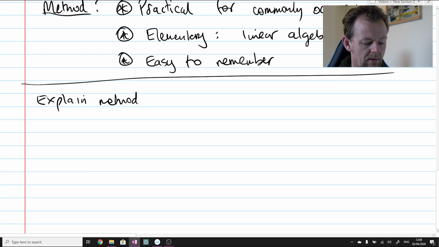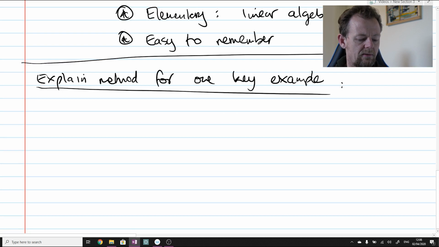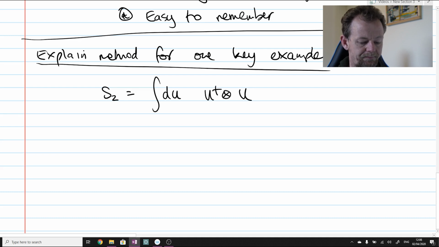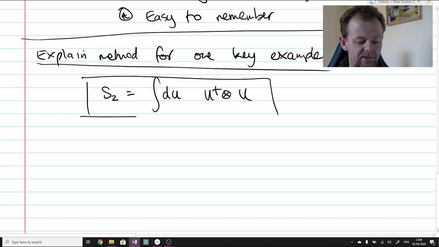So what I'm going to do is explain the method for one key example. And once you've seen it for this key example, that should be enough information to help you apply this method to more complicated examples. The key example that I'm interested in today is the calculation of an integral which I call S2. So what is S2? S2 is the integral over the Haar measure over the unitary group of the following function, U dagger tensor U. So that's the key example that we want to study today.